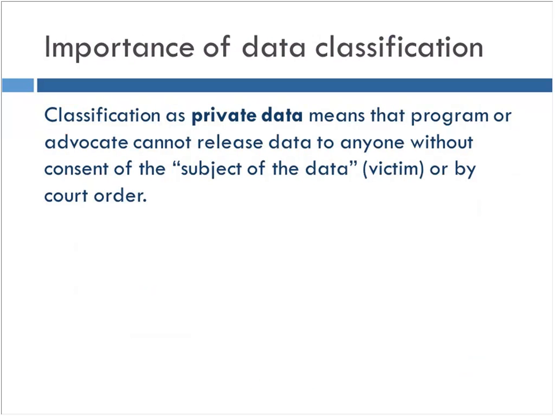So why is this data classification important? Again, because the classification of private data means that any program or advocate cannot release that data to anyone without consent of the subject of the data, the victim, or by court order. Now this came up, and I said I wasn't going to talk about how you maintain your confidentiality, but this slide reminds me of a conversation I had this past week, where the issue is, what do you do when there is the deputy sheriff at the door saying, I want to do a welfare check and talk to that person that I think is in your shelter?